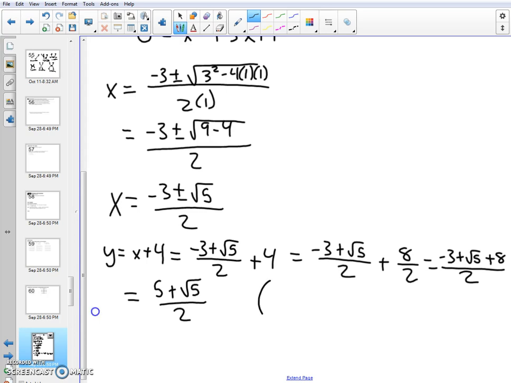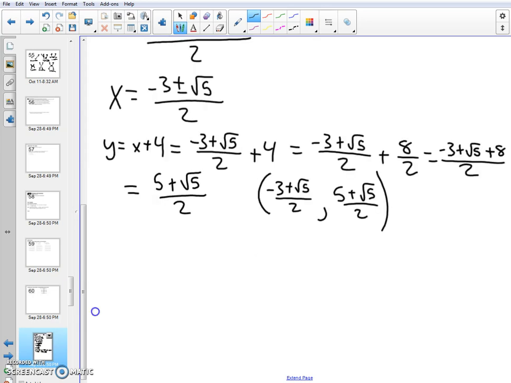So my final answer here should be an ordered pair. They intersect at negative 3 plus radical 5 over 2, comma 5 plus radical 5 over 2. So if you were to find those decimal approximations, that would be where they intersect. So that's the first solution.